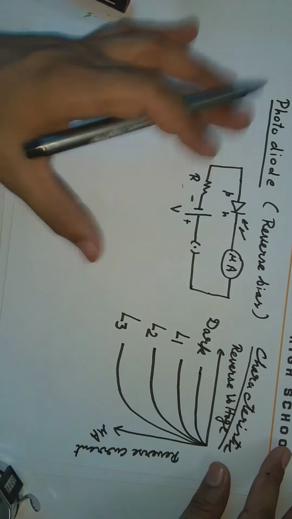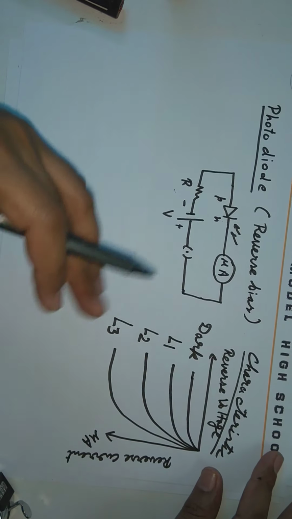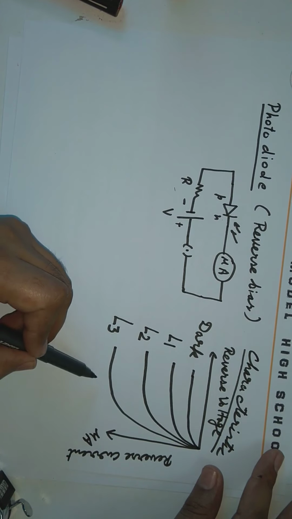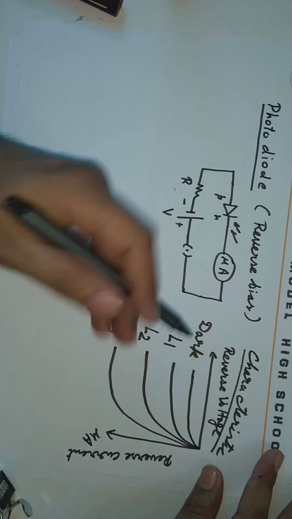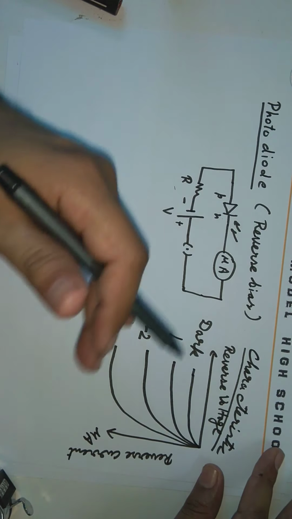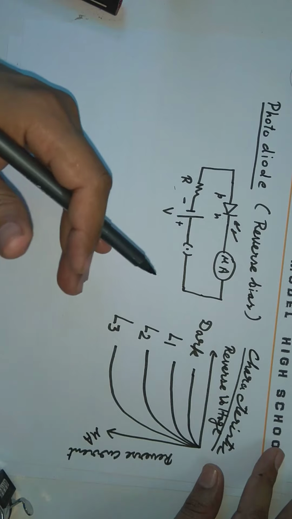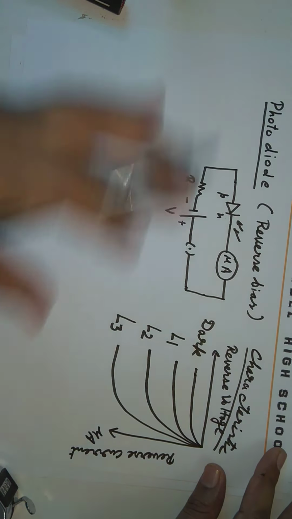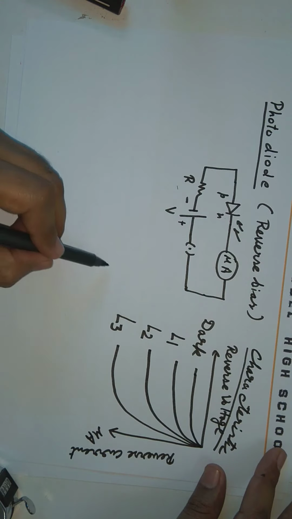So this is very simple to conclude. As we put the diode in light, more current flows through it. If we put the diode in dark, then very less current flows through it. So it is very easy to distinguish whether the photodiode is placed in light, in dark, or in mediocre light. So this is how a photodiode acts.